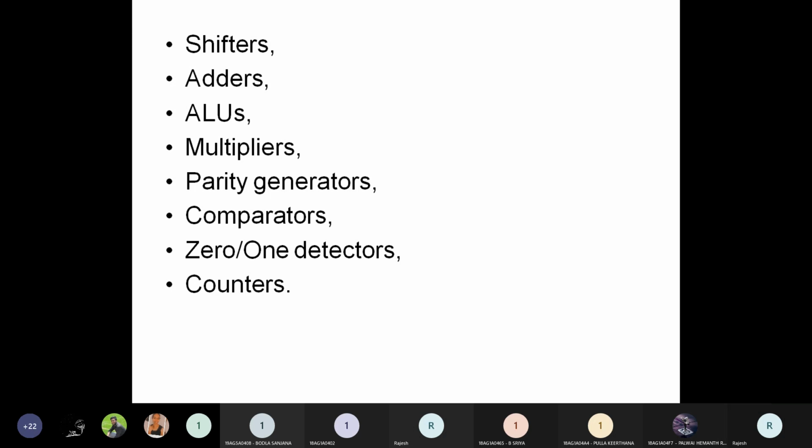Only thing is when he is asking in the exam, write about shifters or adders. There is a ready-made architecture in the textbook. We have to just reproduce it. Only thing is we learn how it is operating. So if there is an adder, what is an adder? How to speed up its addition operation. Multiplier, signed multiplication, unsigned multiplications, like that. So very simple unit, subsystem design.